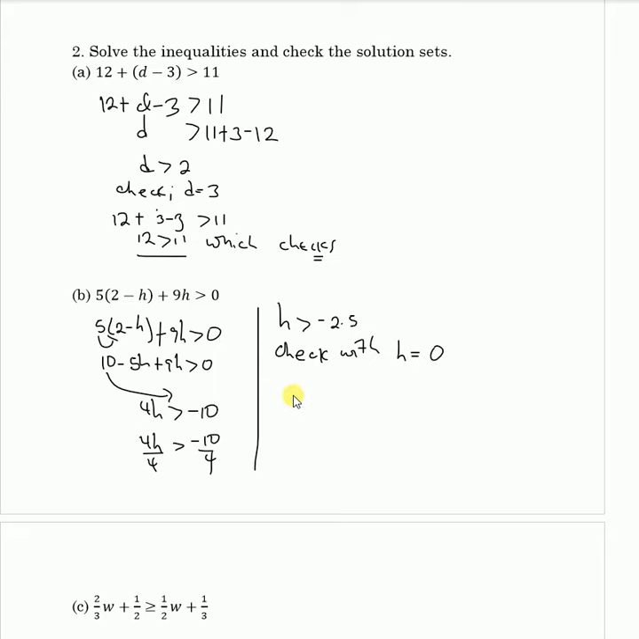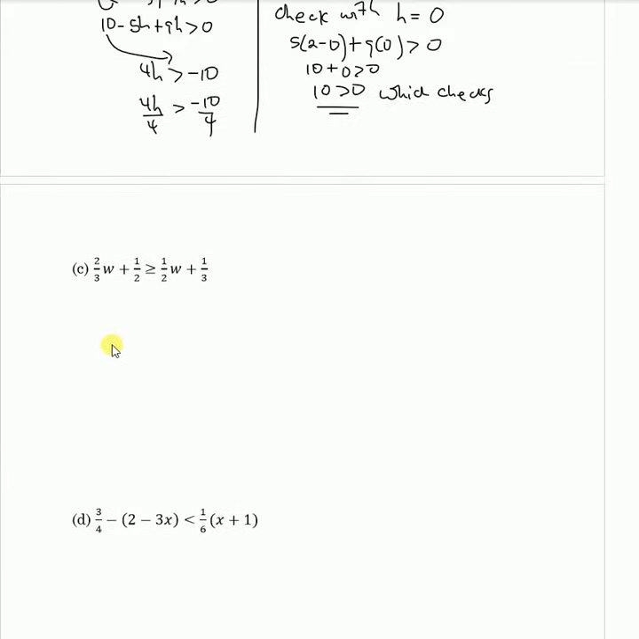It simplifies work somehow. So I have 5 into 2 minus 0 plus 9 times 0 is greater than 0. Now when I work out this, 2 minus 0 is 2. So 5 times 2, that is 10, plus 0 is greater than 0. 10 is greater than 0. This one is correct. Isn't 10 greater than 0? Yes, it is. So this one checks. You have got that.